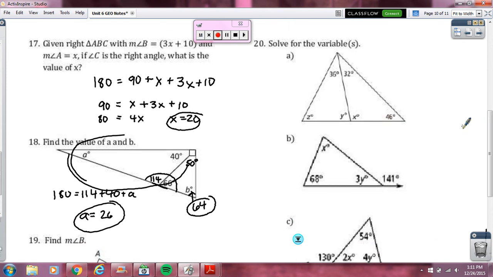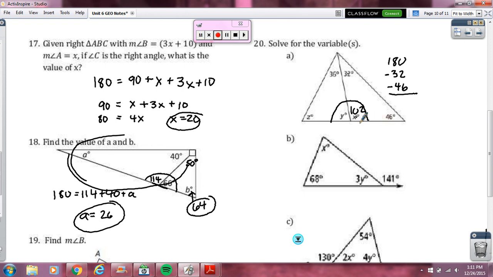Number 20. Solve for the variables. I've got a bunch of triangles here. I'm going to want to start with the one where I know the most information. The first triangle has two things missing, whereas the second triangle over here with the 32 and the 46 only has one thing missing, x. I know that together that 32 and that 46 and the x make 180. So if I do 180 minus 46 and minus 32, and see what's left, I would find that angle x is 102.